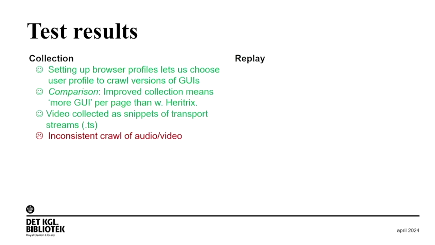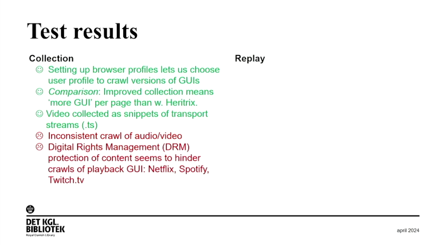However, and I think this is from my selection of various streaming services, there's an inconsistent crawl. It's not running smoothly, and it can have so many sources. So we'll see. But one that struck me, and one that is most prominent, is the fact that digital rights management protection of content seems to hinder that content is actually being requested from the CDN.